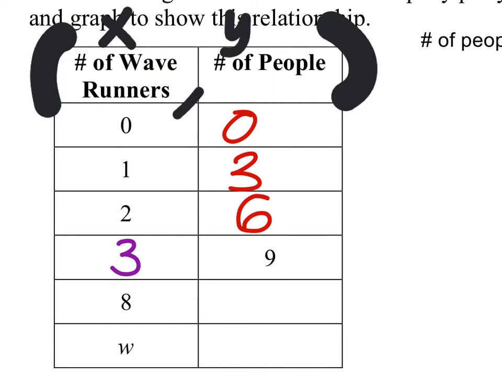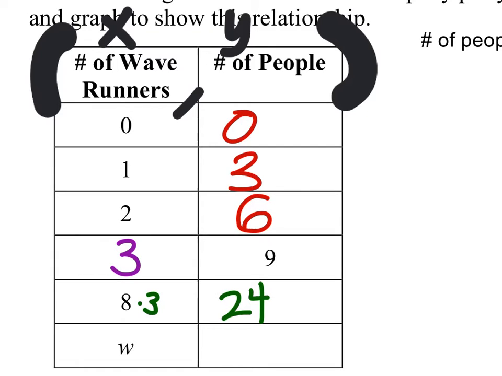And if they had 8 wave runners, now how did you guys get 24 though? That's the question. Yeah, good. 8 wave runners with 3 people on each, 8 times 3, 24 people. But what if we had only W wave runners? If we had W wave runners, then how many people could we fit? Now how many people can we fit on each of those? 3 on each of the wave runners.